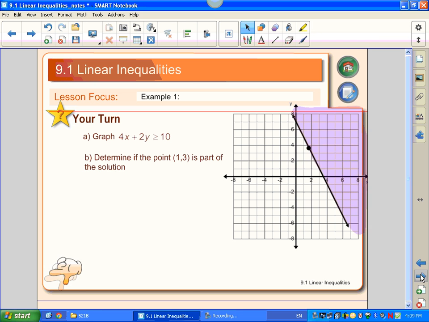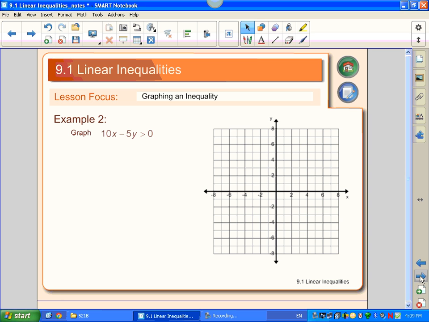Once you've drawn this inequality, it should look like this one. And then the point was 1, 3. Notice where the point is. The point happens to be right on that boundary line. In this particular case, it's a solid line. That means that that point is part of the solution region.